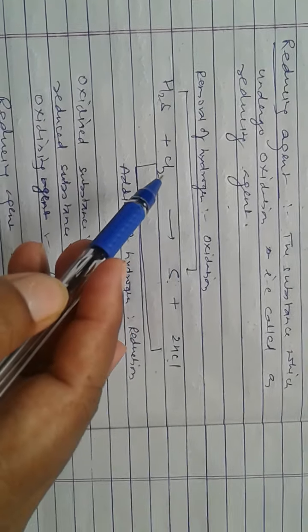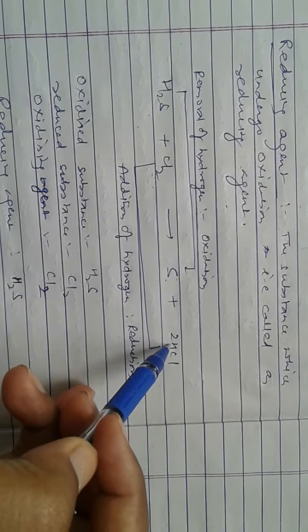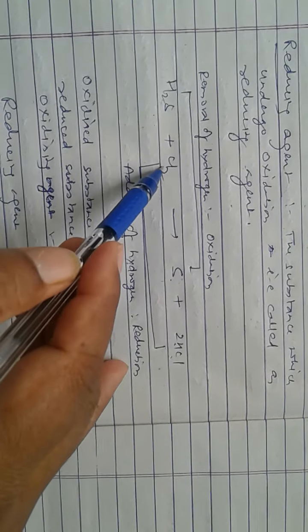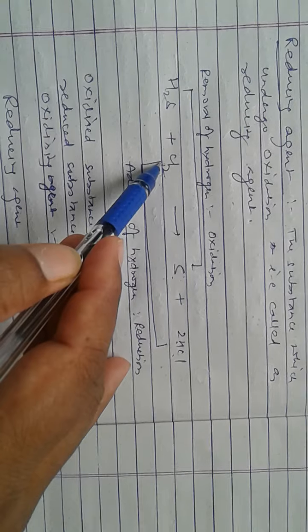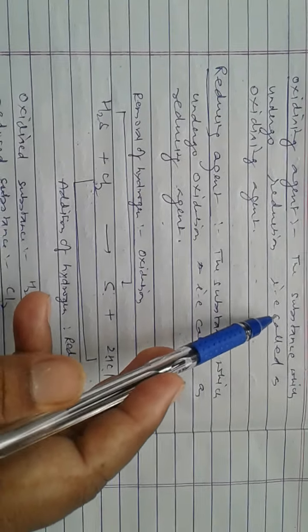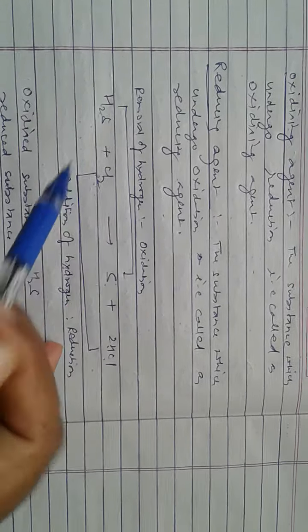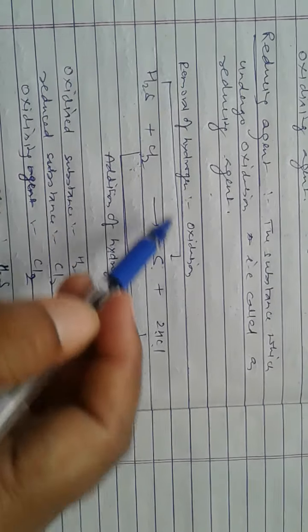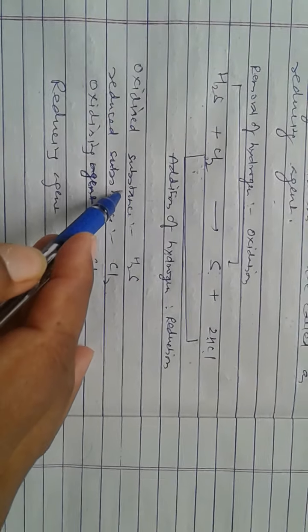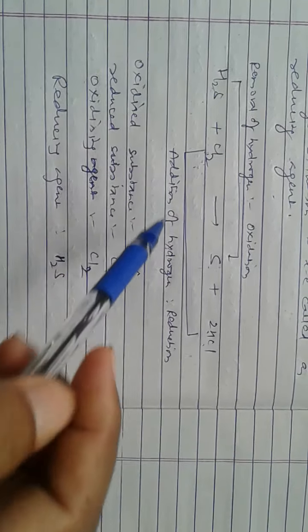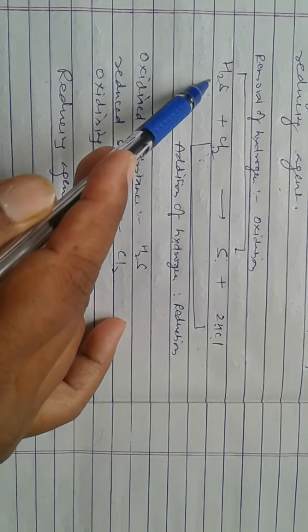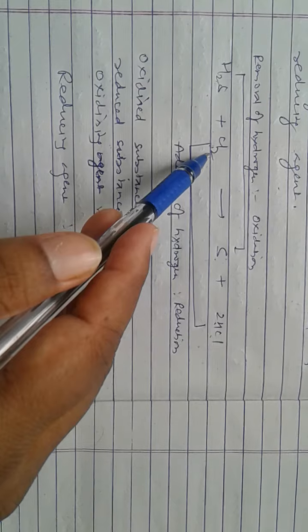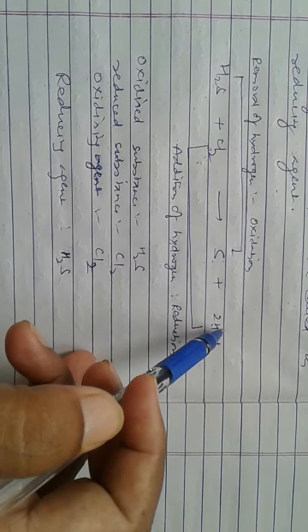Similarly, Cl2 receives hydrogen and is converted into HCl. Addition of hydrogen takes place, that's why it is the reduced substance. Reduction of chlorine takes place. And the substance which undergoes reduction is called oxidizing agent. So chlorine is called oxidizing agent. On the basis of this, the oxidized substance is H2S because here hydrogen is removed. The reduced substance is chlorine because addition of hydrogen takes place.